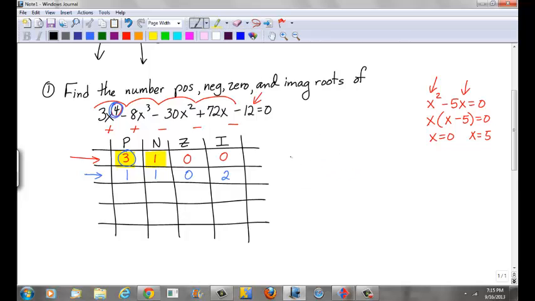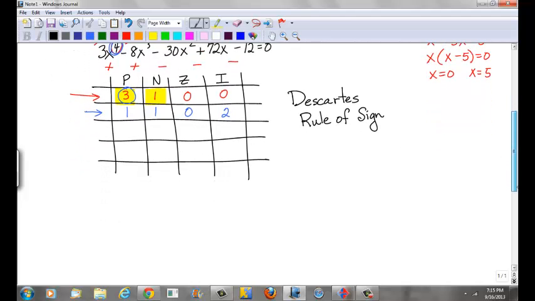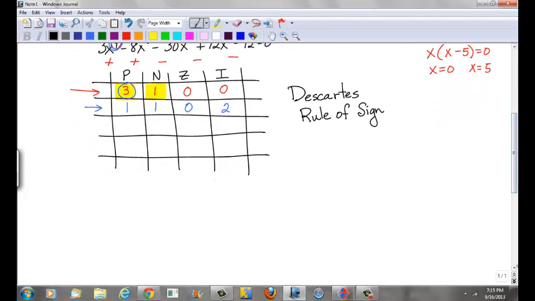Okay, it's named after a French mathematician, same one that did the Cartesian coordinate plane. It's called Descartes' rule of signs. It's probably pronounced Descartes, but I'm just gonna pronounce it Descartes. Descartes' rule of signs, and you make the table.